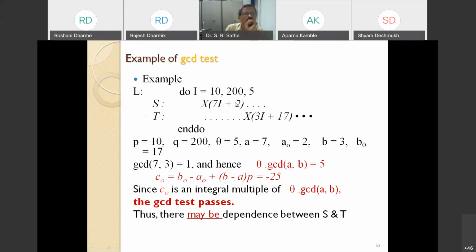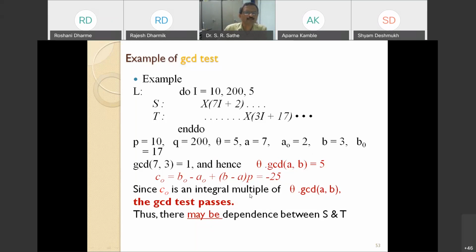So consider the GCD test for this loop. P is equal to 10, Q is equal to 200, theta is equal to 5. A is 7, A0 is 2, B is 3, and B0 is 70. So what is the GCD of A, B? GCD of 7, 3 is equal to 1. Therefore, theta times GCD of A, B is equal to 5. Theta is 5 and GCD of A, B is 1, so therefore 5. So what is C0? It is B0 minus A0 plus B minus A into P. B0 minus A0 is 68.